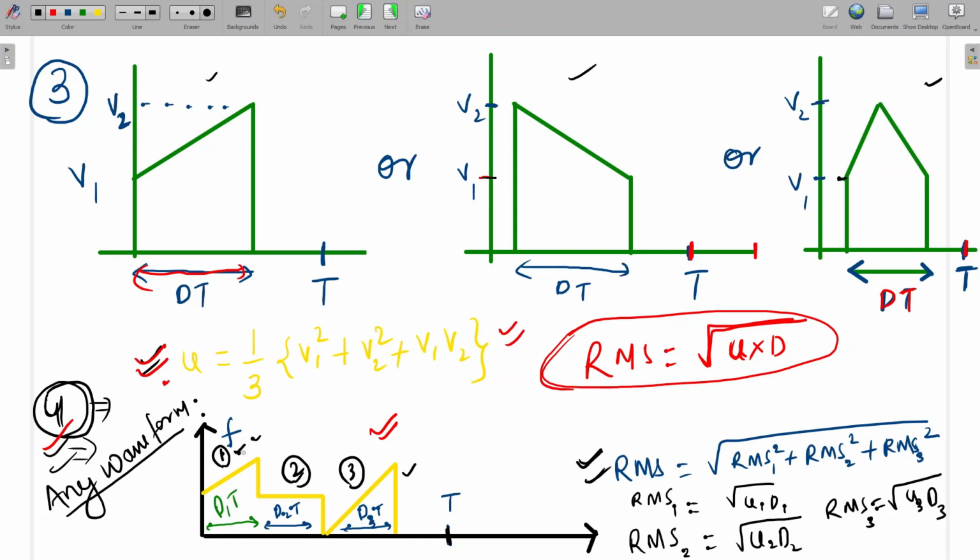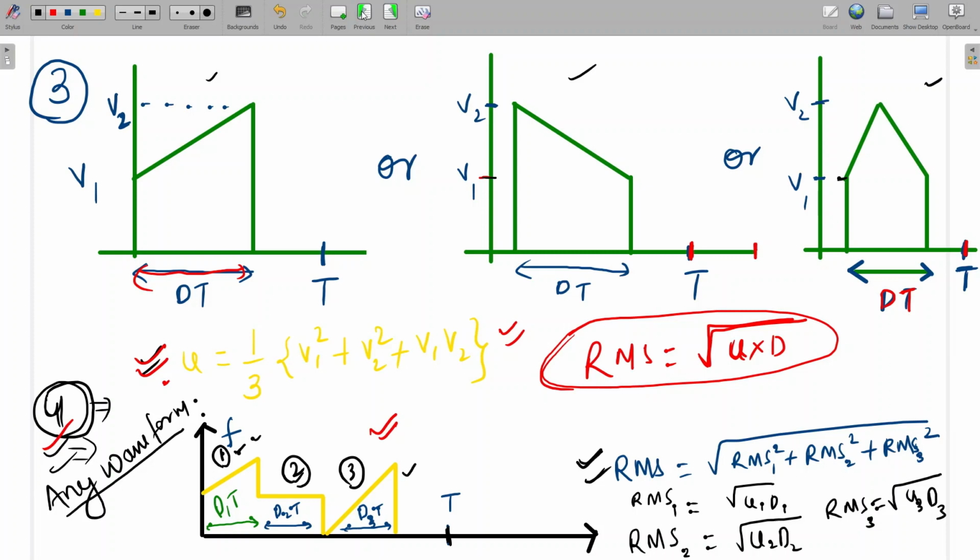Separately, we will divide all the waveform into different parts. Like this type of waveform: the first one, the second one is constant, and the third one is a normal triangle. So we take the different RMS squares, add them, and the total under root will be the final RMS. Is it clear?